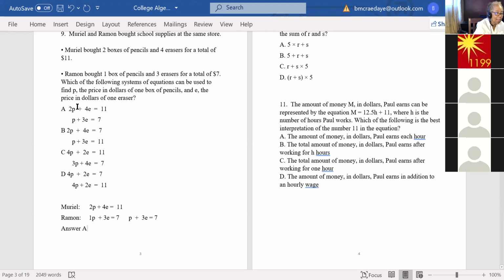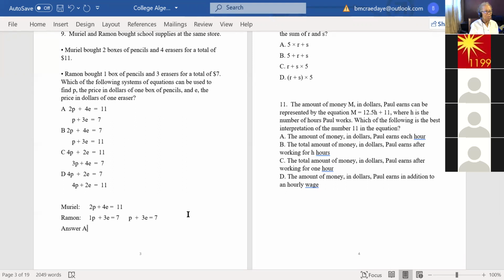Because answer A says 2p plus 4E is 11 and p plus 3E equals 7. That's exactly what we have here. 2p plus 4E is 11 and p, the same as 1p, plus 3E is 7. So your answer is A. That's what you had, right, Audrey? I don't think I did it. Oh, you didn't do this one? No, I didn't finish that. There's a few that I didn't finish.